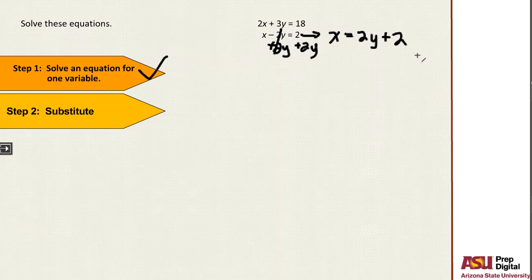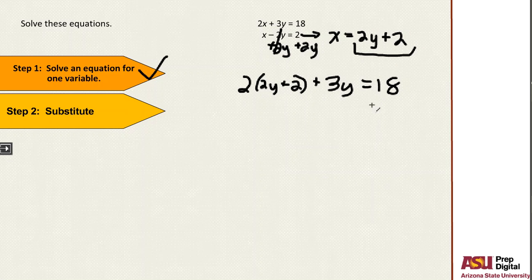So we have step one done. Now we're going to substitute. So x and 2y plus 2 are the same thing. So x equals 2y plus 2. So anywhere I see an x, I'm allowed to put 2y plus 2 because they have the same value. So I'm going to go back to this first equation, and it is 2x plus 3y is equal to 18. Well, instead of the x, I'm going to go ahead and put the 2y plus 2.